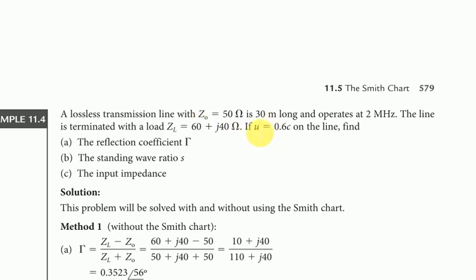So u is nothing but the phase velocity, which is 0.6 times c on the line. What is c? c is the speed of light, which has the value 3 into 10 to power 8 meter per second.